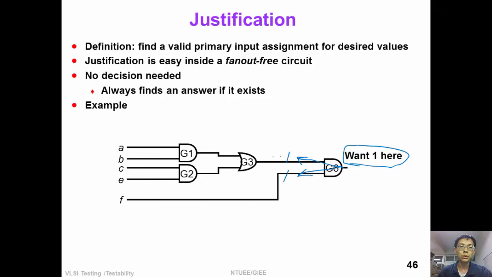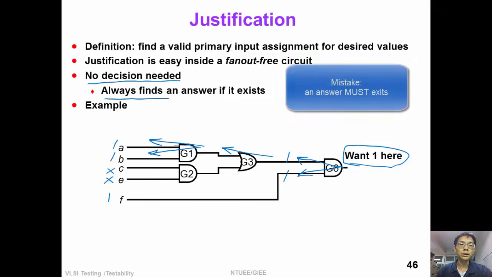We can trace one more stage from here to any one of the gate input. And then we know that both A and B are 1. And C, E are don't care. F is 1. And we finish the justification easily. During this process, there is no decision needed, so we can always find an answer if it exists.